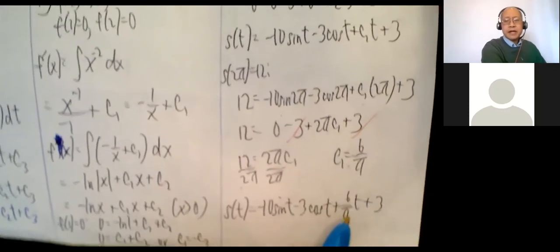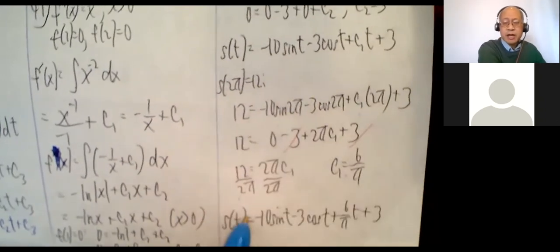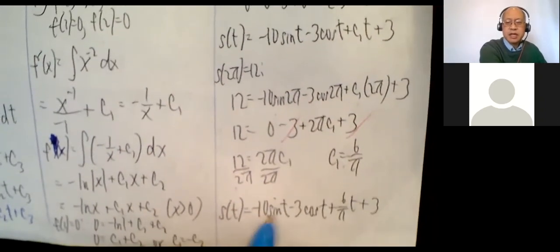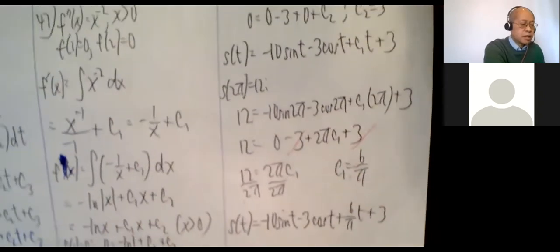All right, plug that back in, and I'm done. So C1 right here, plug in 6 over pi. There's my answer. Negative 10 sine t minus 3 cosine t plus 6 over pi t plus 3. And we are finished.